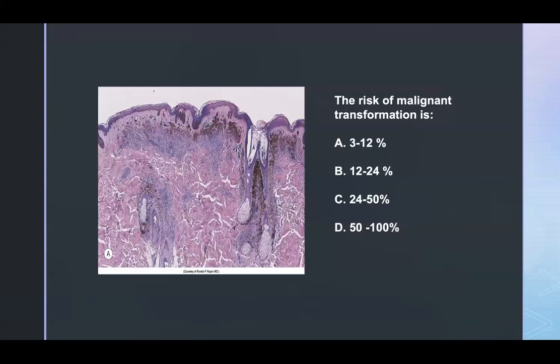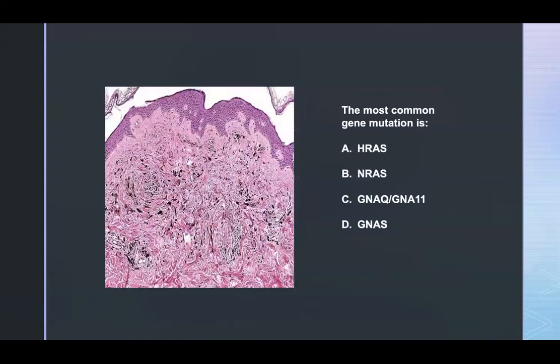Just a few questions here. The risk of malignant transformation in this nevus is going to be 3 to 12%. So this is a congenital melanocytic nevus. Keep in mind that the large congenital melanocytic nevi that are greater than 20 centimeters are at higher risk for malignant transformation. The gene most commonly associated in terms of the mutation with this lesion. So this is a blue nevus, and the most common mutations are going to be GNAQ or GNA11.